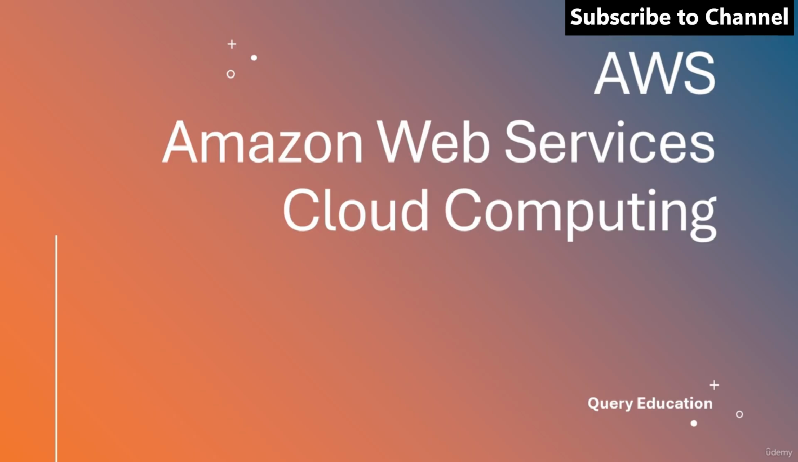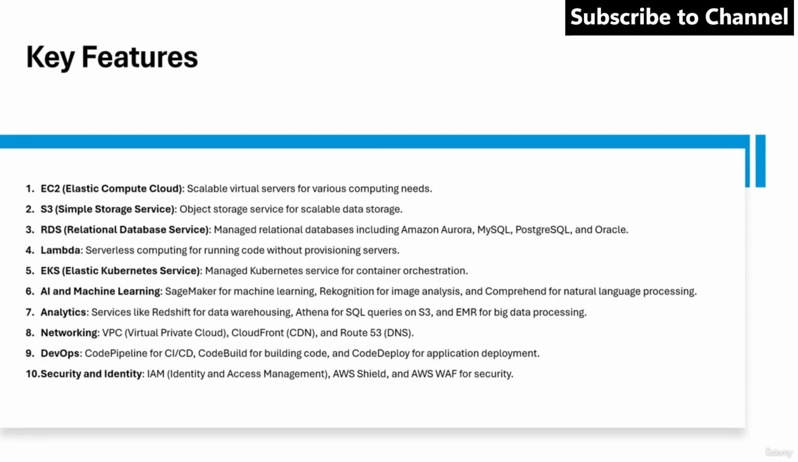Amazon Web Services, or AWS, is a subsidiary of Amazon, providing on-demand cloud computing platforms and APIs for individuals, companies, and governments. It's a web service, a cloud service offered by the company Amazon, because they have a lot of servers from which you can access certain resources. So the key features are the same.